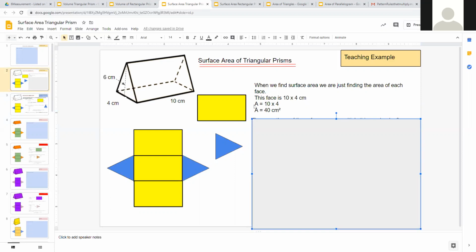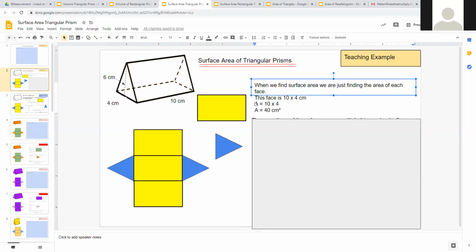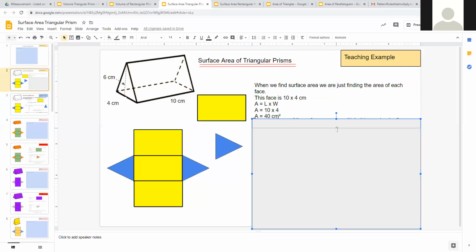So I always write area equals 10, actually it should have the formula in there, sorry. I would even change this slightly, and I would add in area equals length times width, because this is an area of a rectangle, and I want to make sure I know that. So there's my area of the rectangle.